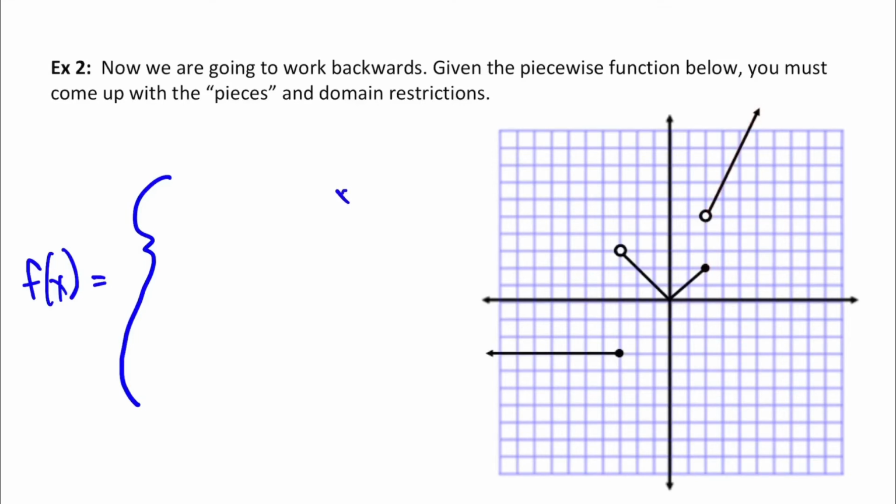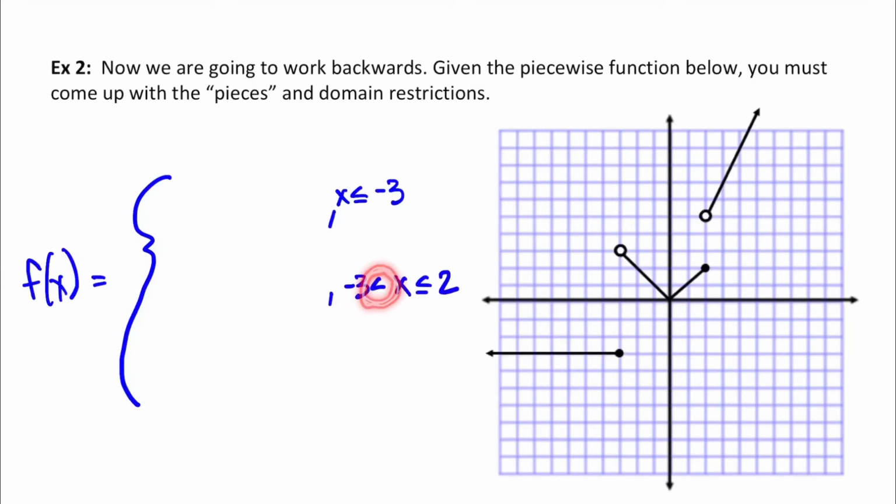x is less than or equal to -3. That's going to be this piece. The other one's going to be when x is between -3 and 2. So I've got -3 is less than x is less than or equal to 2. Make sure you get those inequalities correct.